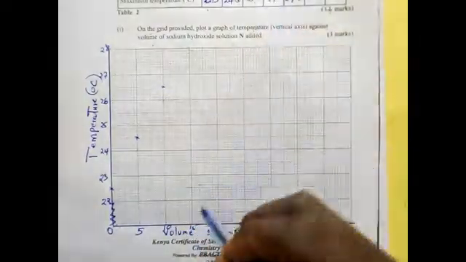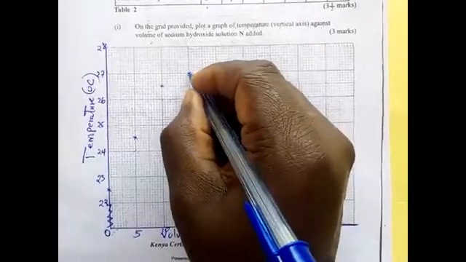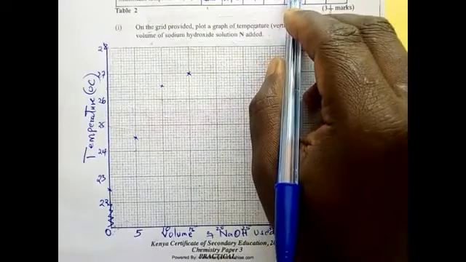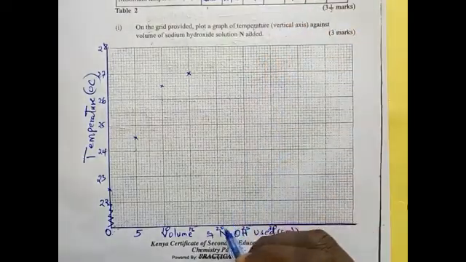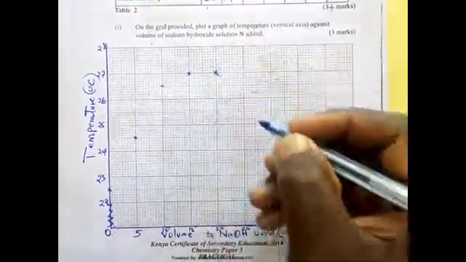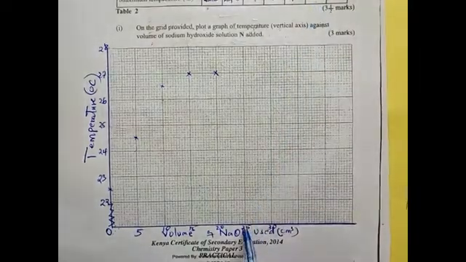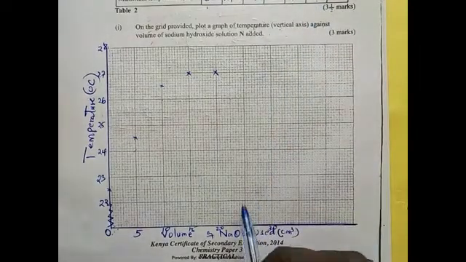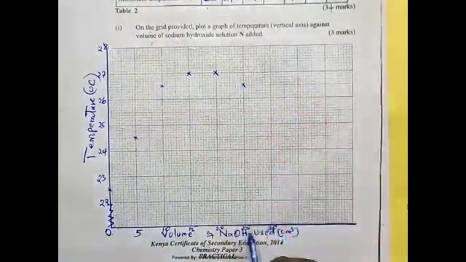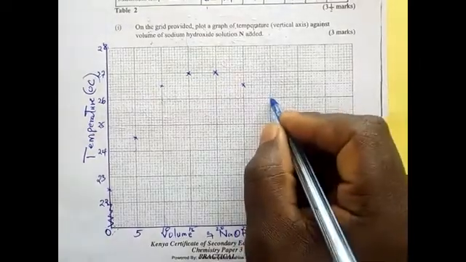When volume is 15, temperature is 27. 27 is here. When volume is 20, temperature is 27. When volume is 25, temperature is 26.5. 26.5 here. When volume is 30, temperature is 26.